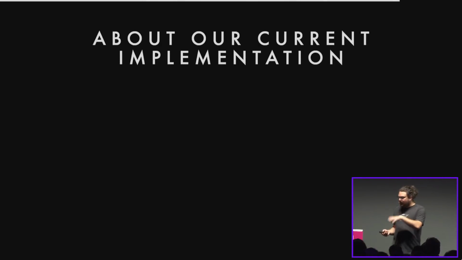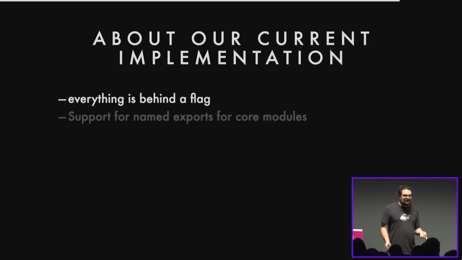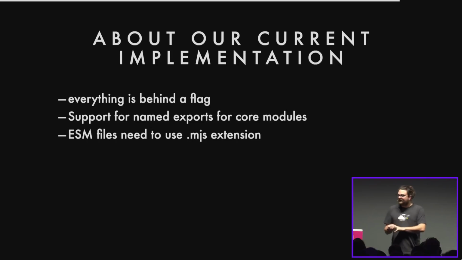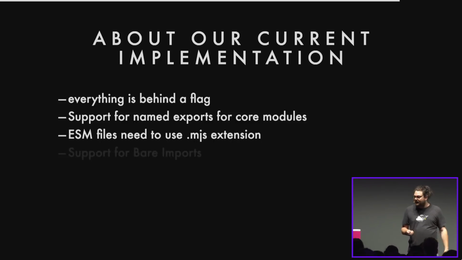But a quick summary of our current implementation: everything is behind a flag. We have support for named exports for core modules. ESM files need to use the .mjs file extension, and we're going to need that no matter what. Even if we allow .js for ESM, the ability to do an out-of-band solution to say, hey, this thing's an ES module, is necessary. Even to just say node thing.mjs. That's our way that you're able to just boot into an ES module no matter what.